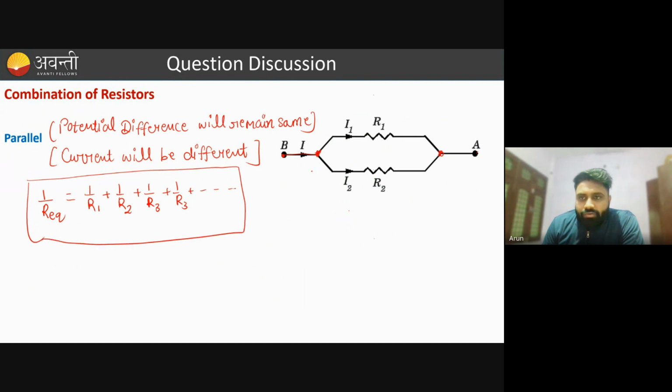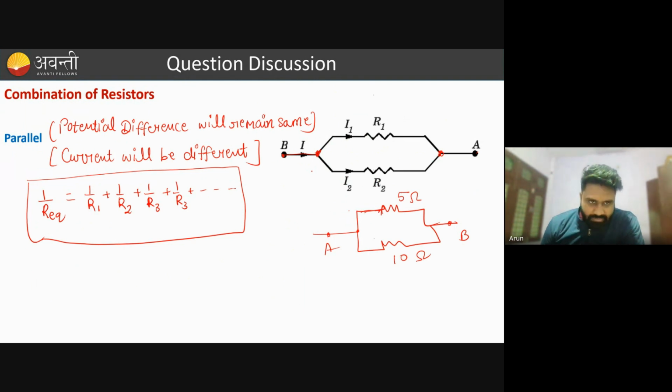Now, most students will make a silly mistake in this equation when calculating 1 upon R equivalent. Let's say, for example, this is the circuit we have, and let's say this is 5 ohm and this is 10 ohm, and we want to measure the equivalent resistance across AB. The same ends of the resistors are connected to the same end, so this combination is a parallel combination. So 1 upon R equivalent here is 1 upon 5 plus 1 upon 10. 1 upon 5 is nothing but 0.2, then this is 0.1, so it will become 0.3.